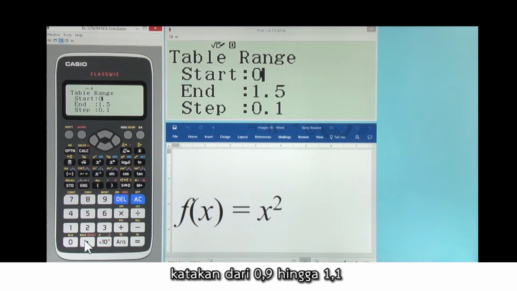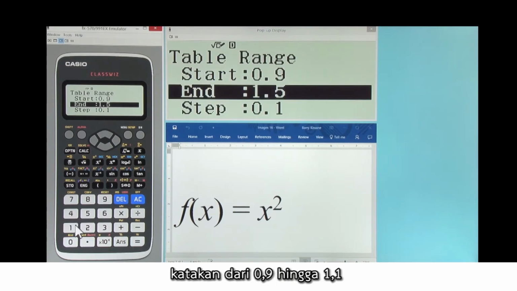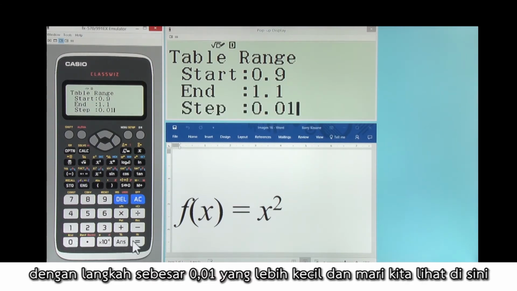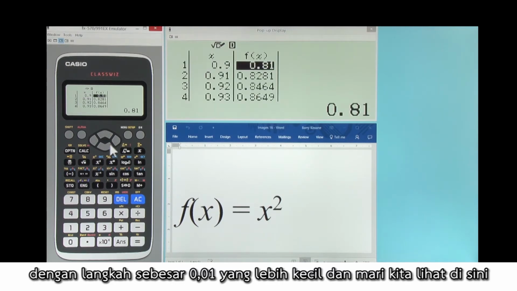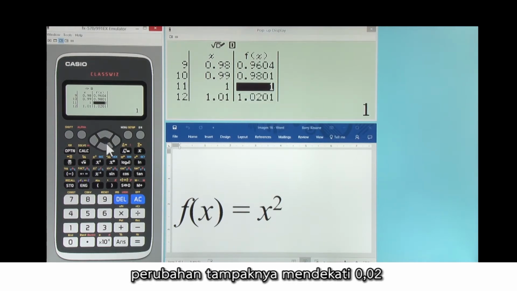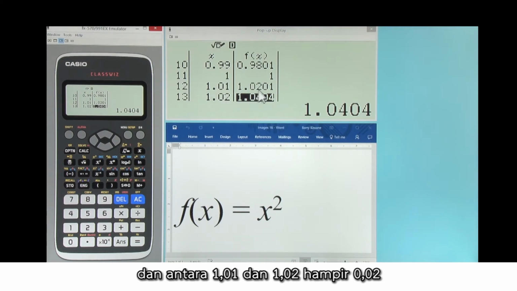Say from 0.9 through to 1.1, and a smaller step of 0.01. And let's look down here, as x goes from 0.99 to 1, and from 1 to 1.01, the change appears to be close to 0.02. And between 1.01 and 1.02, it's almost 0.02. So let's look closer still.